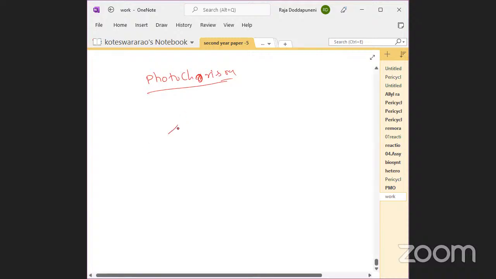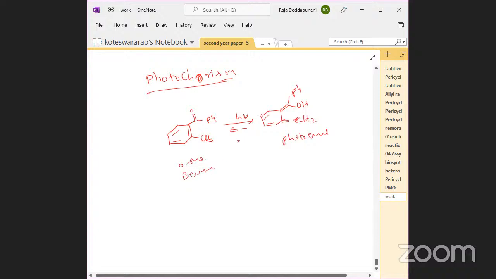For example, here is ortho-methyl benzophenone, which is a colorless substance. Whenever it is irradiated, a gamma hydrogen shifts to the oxygen of the carbonyl carbon. That leads to the formation of this kind of product, with CH2. This is the photoenol. And this is the ortho-methyl benzophenone. Whenever we withdraw the light, it will revert back. That color will disappear.